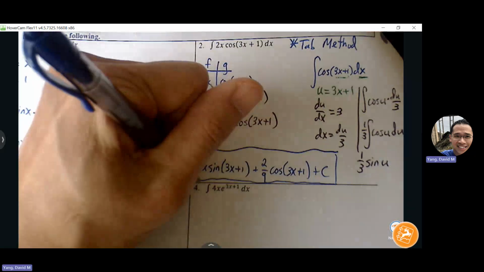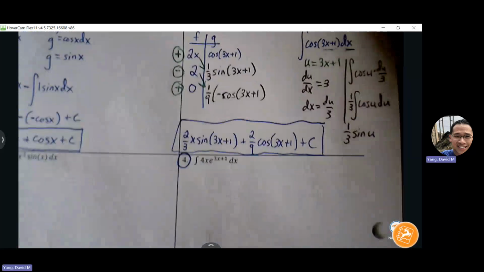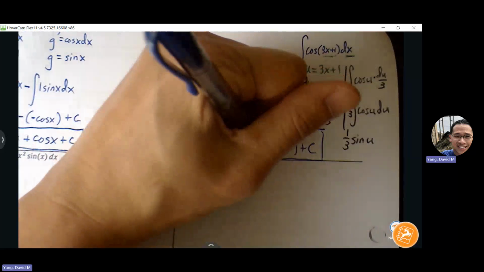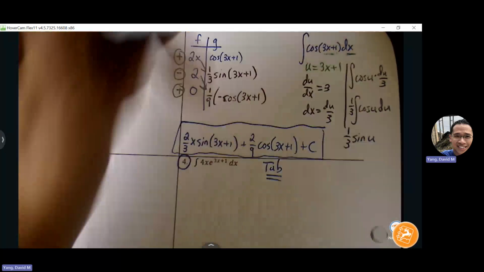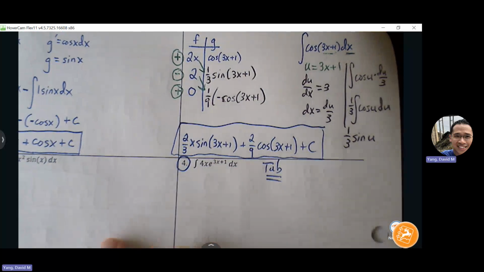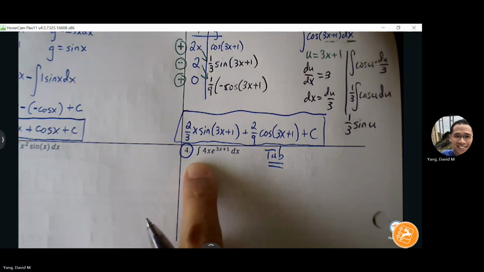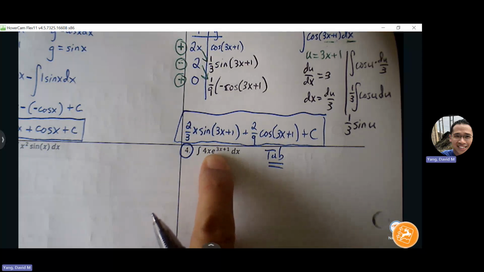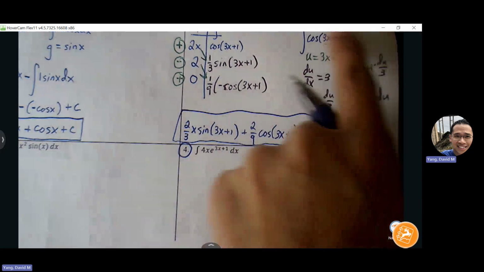So next one, I want us to try number 4. Let's do tab method for this as well. I think we are just going to have an easier time with it. What's my f function here? And my g is... g prime is, yeah. And then we're going to have to go through U substitution again.